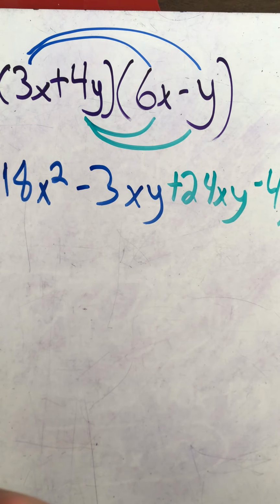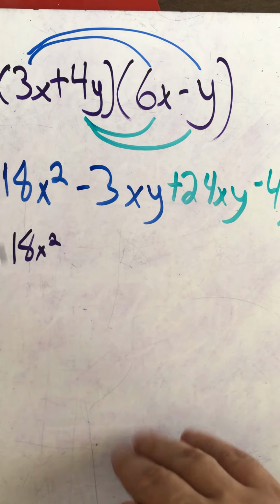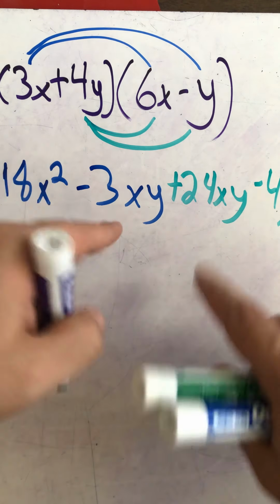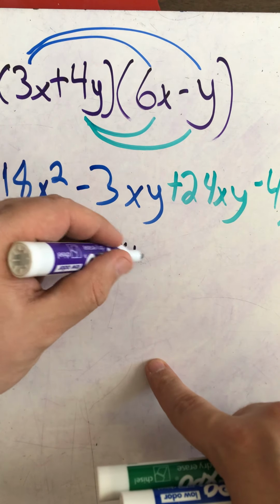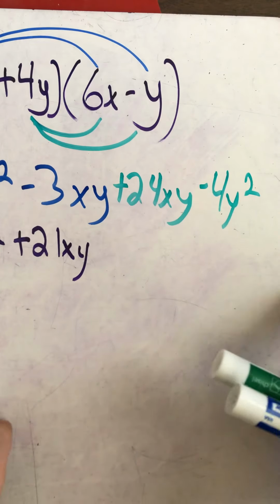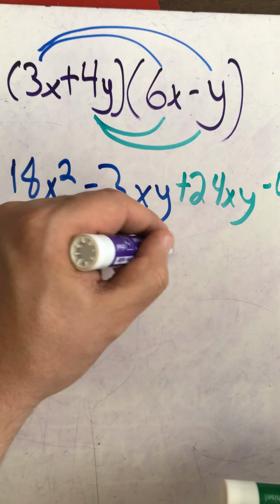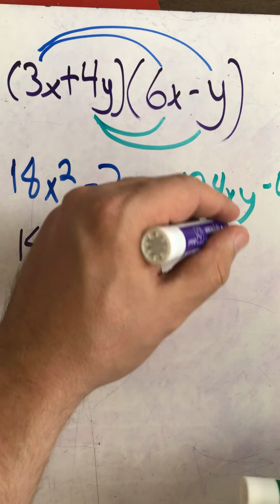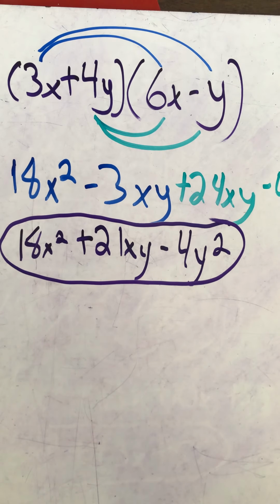There's nothing else with an x squared, so we're going to have 18x squared. Negative 3 plus 24 is plus 21xy. That's the only one with a y squared, so we have minus 4y squared. Pretty straightforward. Nothing too terrible about it, just a little bit time consuming.